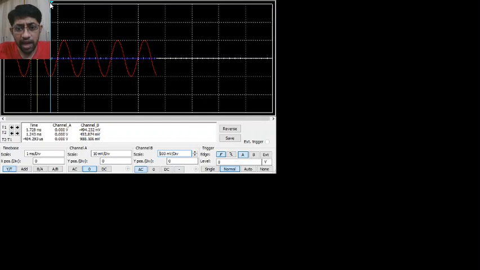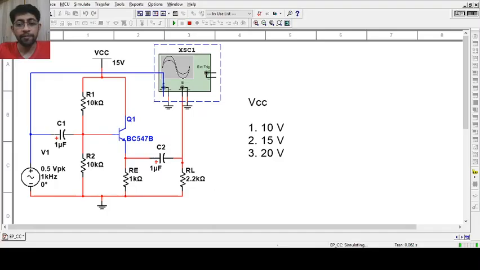988.106 millivolt. That is our output. Because look, we are keeping the input voltage peak to peak fixed. We are changing only the VCC. We are not changing the peak to peak of the input. Peak to peak is still 1 volt peak to peak. So here is the second reading.